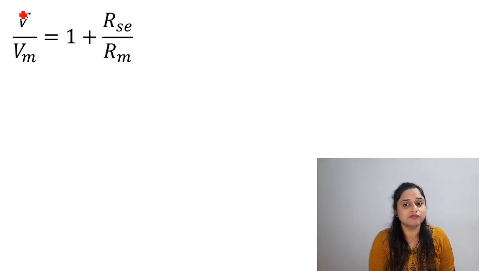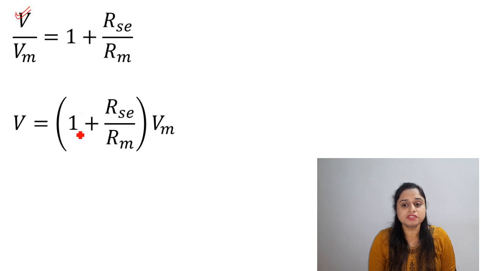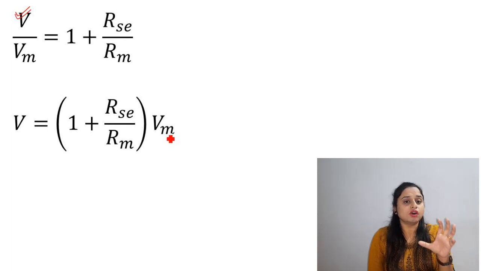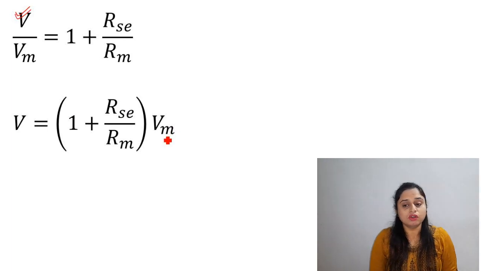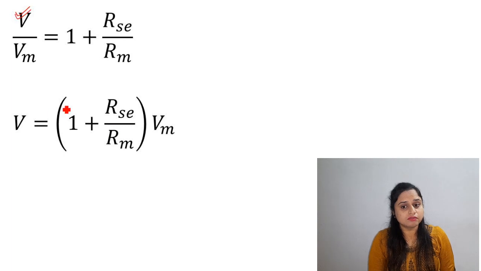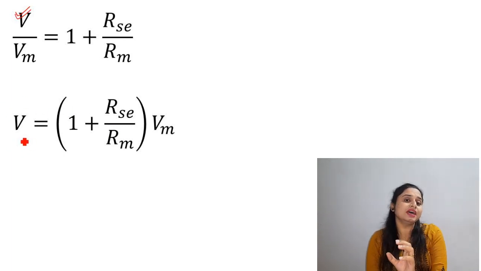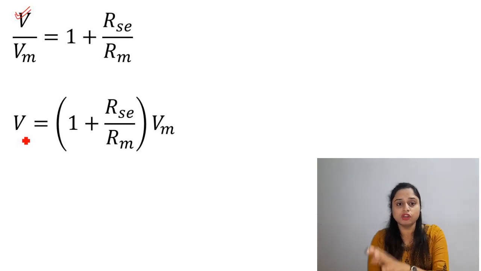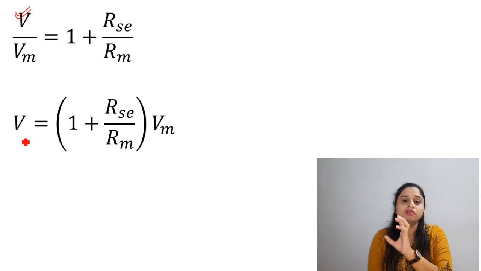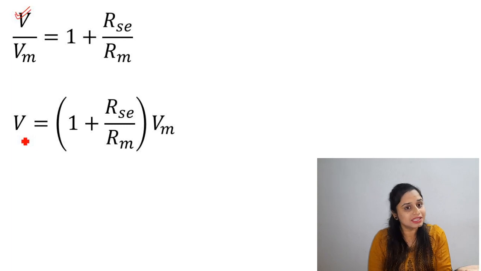From that find out the value of the load voltage, that is the capital V. So the equation becomes V equals 1 plus RSE upon Rm, into Vm. This is the equation of the voltage across the load. Why do we have to find out this value of voltage here? Because whatever the multiplier setting may be, the voltmeter reading will change accordingly, but the voltage across the load will not change.